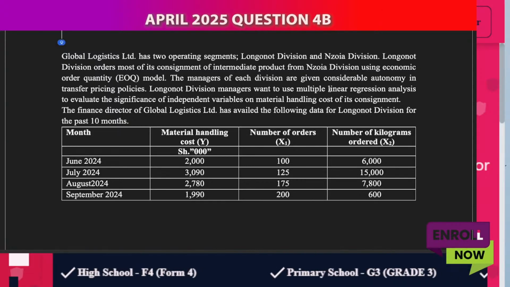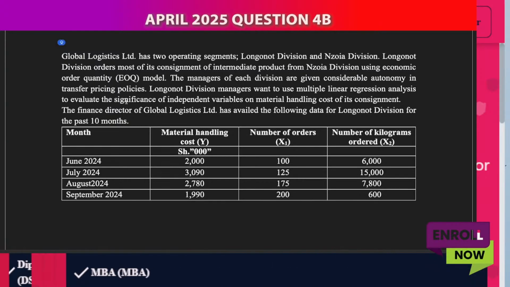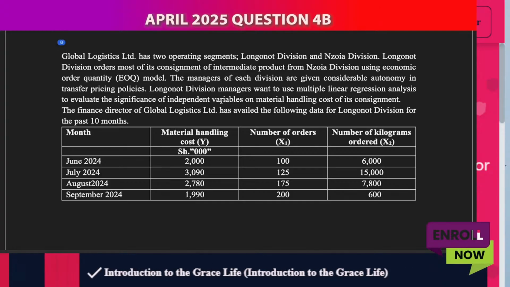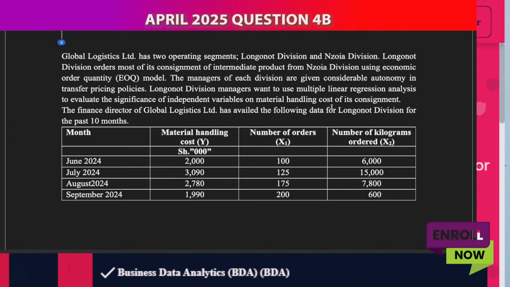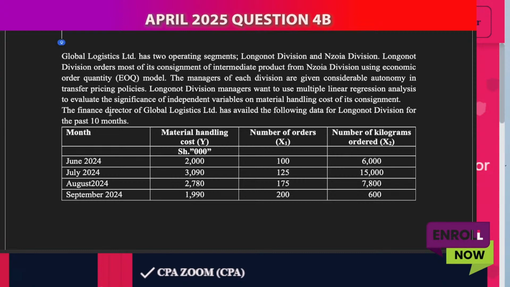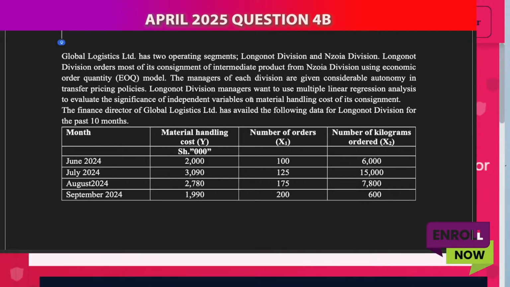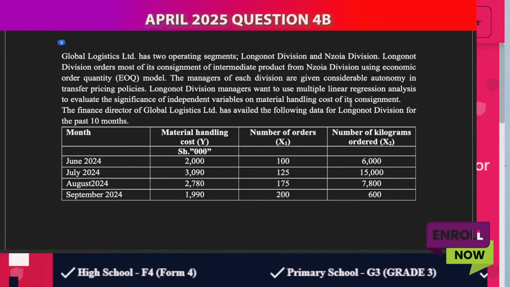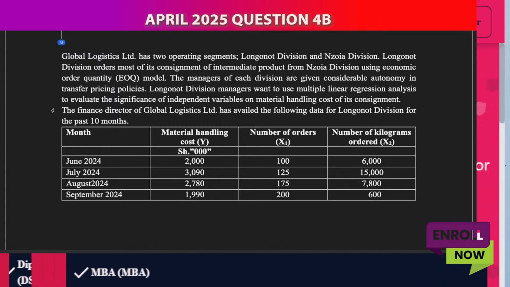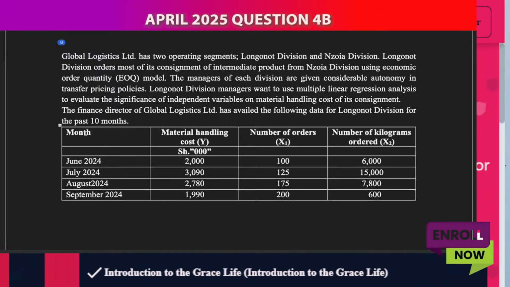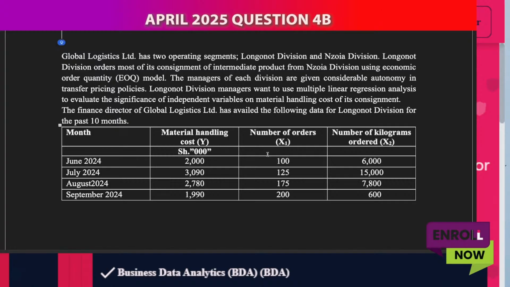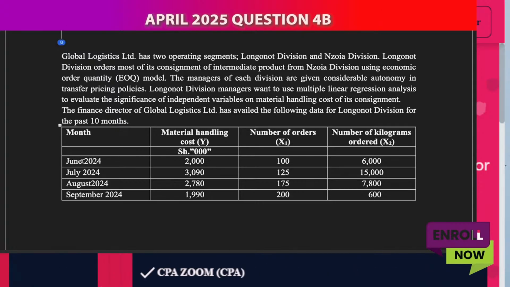Global Logistics Limited has two divisions. The managers want to use multiple linear regression analysis to evaluate the significance of the independent variables on material handling cost. The finance director of Global Logistics Limited has availed the following data for the past 10 months. For every month, your material handling cost is Y, number of orders is X1, number of kilograms is X2. The computer output is as follows.